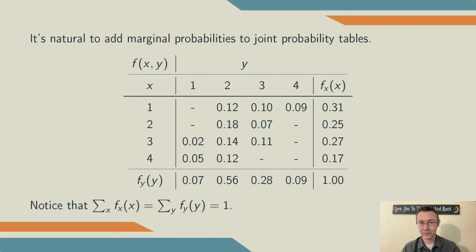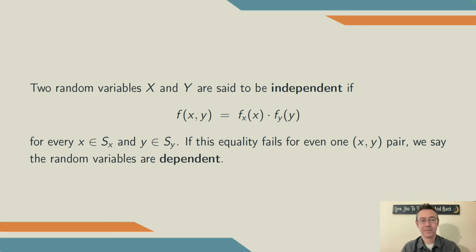Since we can do this for every value of x and every value of y to get our two marginal probability mass functions, it's natural to add all of the marginal probabilities to the joint probability table. I've done that here. One check on the work is that if you add up either of the marginal probability mass functions, you should get 1. Each of the marginal probability mass functions is a legitimate probability mass function, so it should obey all of the axioms, including adding up to 1 when you sum over the support.